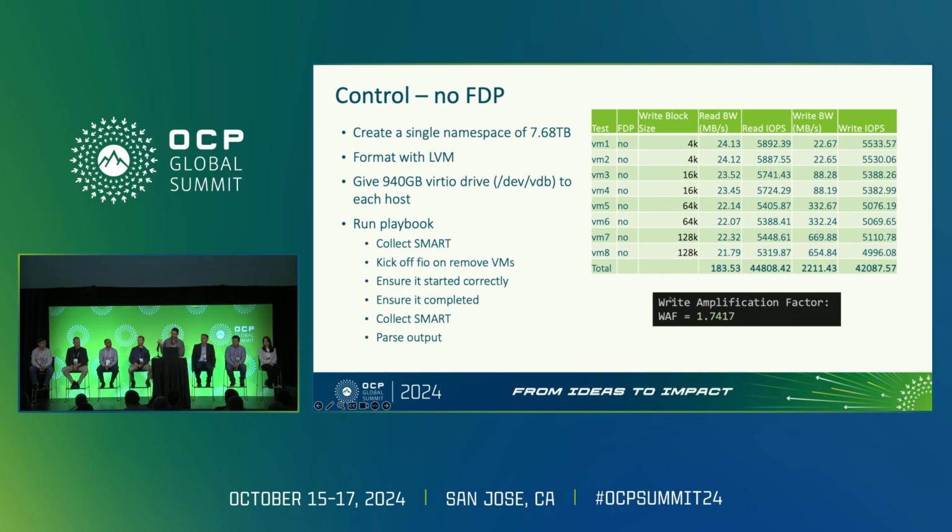So I just picked a kind of random workload, some 4K random reads, and then tried to simulate that other workload with a bunch of different sequential write block sizes at the same time. And you can see here, the WAF was 1.7 with 2.2 gigabytes a second of write bandwidth. And so next, we have to turn on FTP.